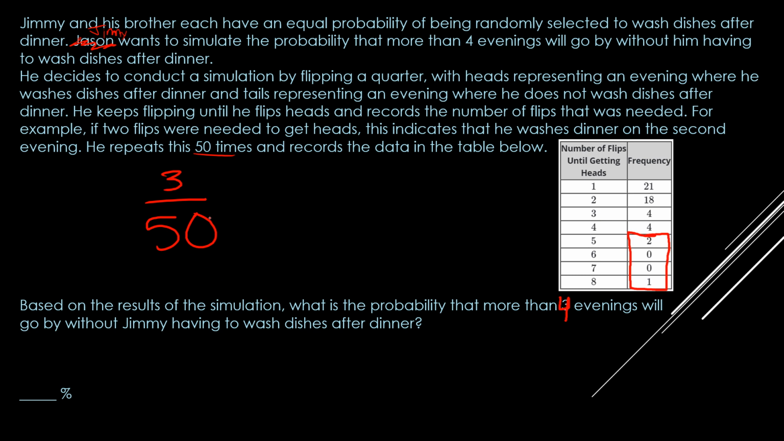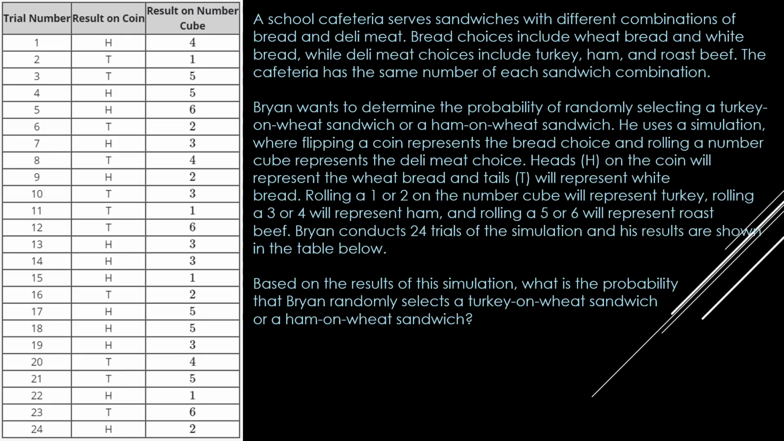Now the question here wants me to enter my answer as a percent. So if I take 3 over 50 and multiply it by 2, I get 6 over 100, and 6 over 100 would give me 6%, which means that Jimmy would only have a 6% chance of going more than 4 evenings without having to do dishes after dinner.